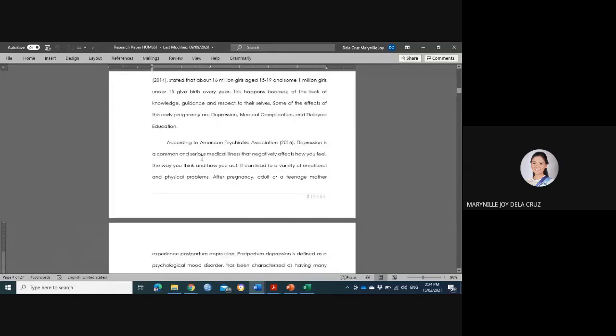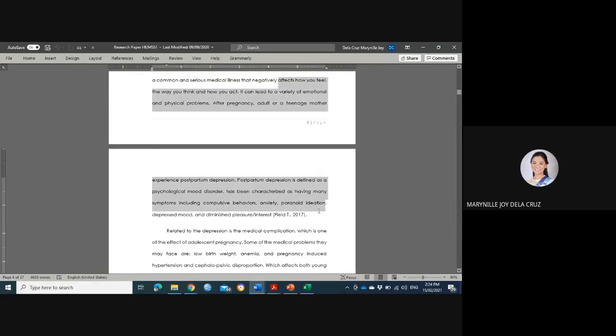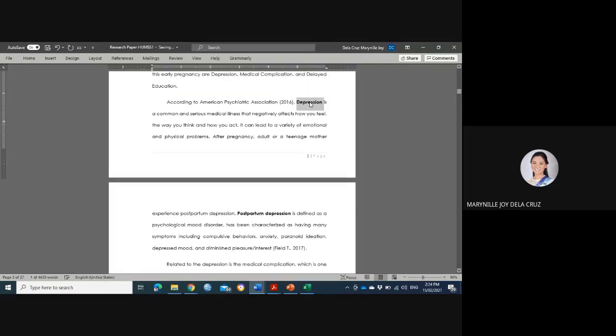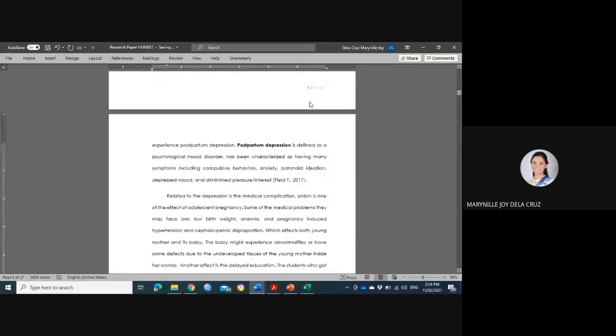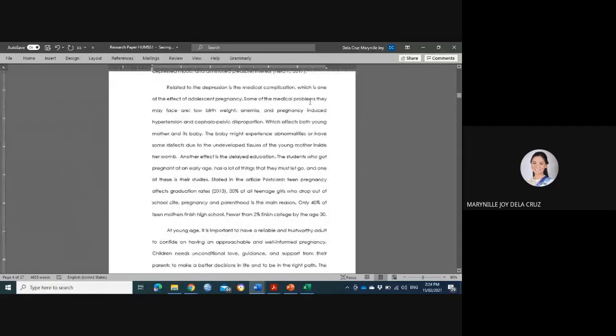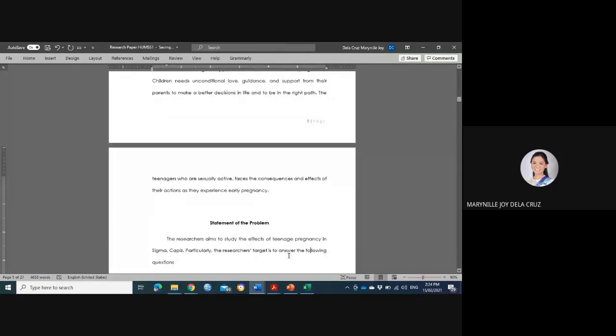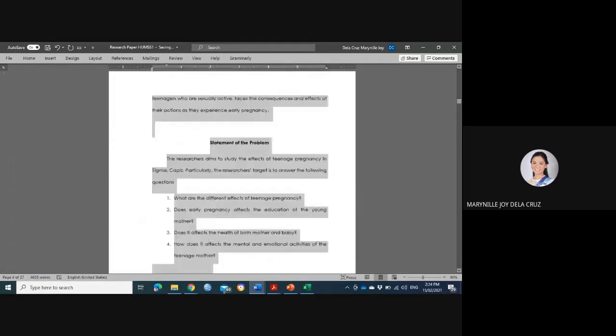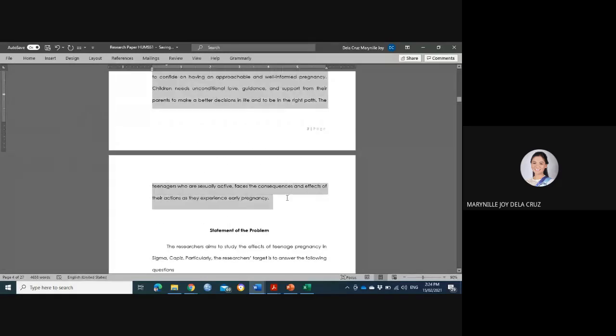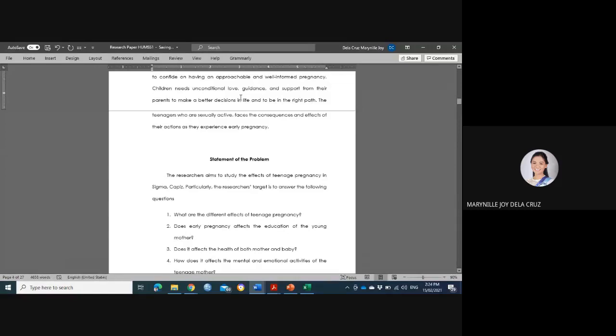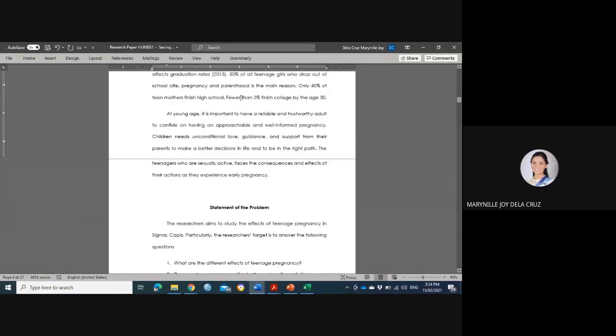So they presented an essay form about teenage pregnancy and the problems they encountered about it. They provided concrete, reliable evidence and the problems encountered about teenage pregnancy, like for example, postpartum depression. Another one is medical complication, okay? And of course, they provided at least 5 paragraphs all in all.